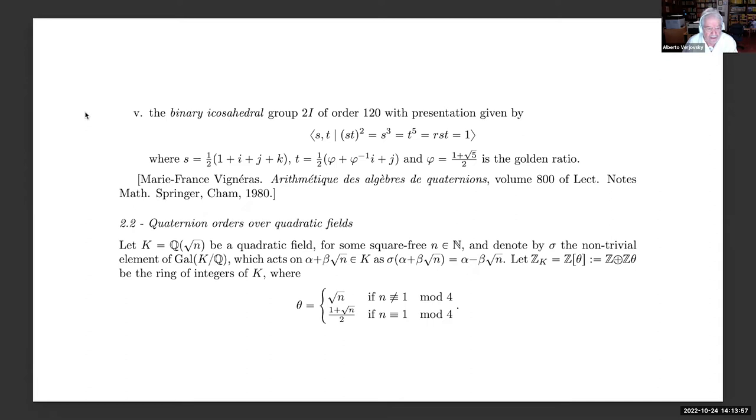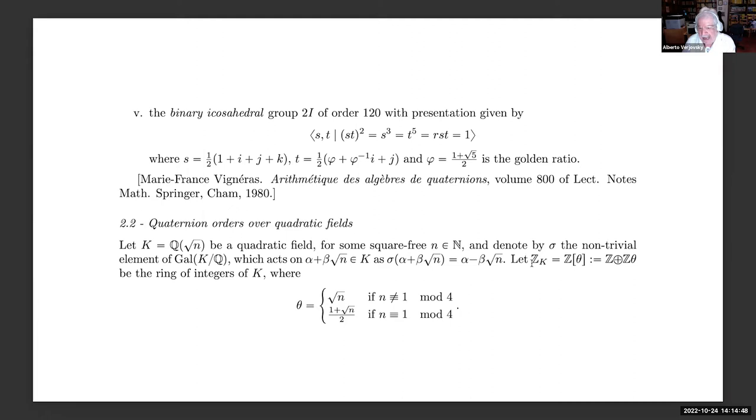Well, I told you that I want to study PSL2(O), where O is an order. So let me introduce the notation. Essentially all the fields K we are going to consider are number fields, finite-dimensional extensions of the rationals. So let K be Q(square root of n), where n is a square-free integer. And as we know, the Galois group is cyclic of order 2, and the elements of K are written in the form alpha plus beta square root of n, with alpha, beta rational. And there's a unique Galois transformation, which changes the sign of this part: conjugation.